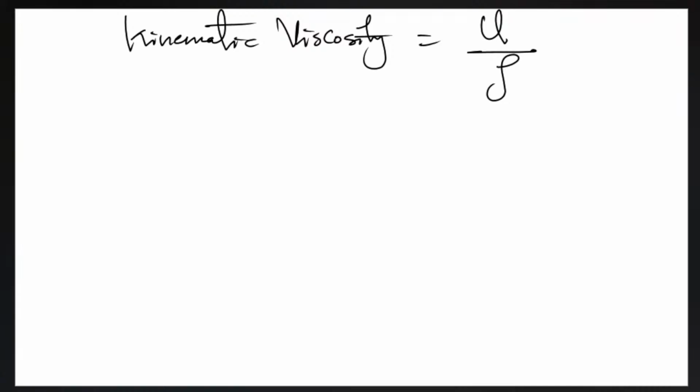Are we together? So what you do is you punch your calculator, 9.167 times 10 raised to the power of -5 divided by 1000, and you simply arrive at the value 9.167 times 10 raised to the power of -8. And what's the unit for kinematic viscosity? Meter square per second. But remember, you were asked to leave your answer in strokes, not meter square per second.